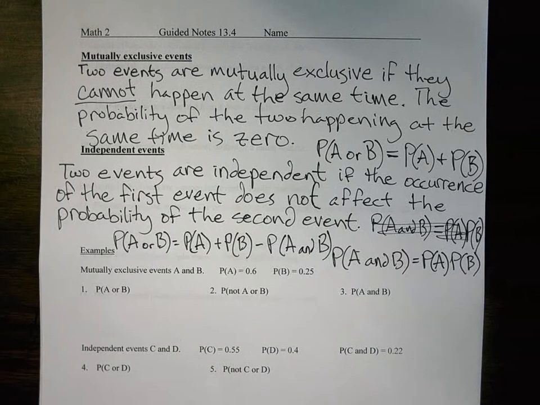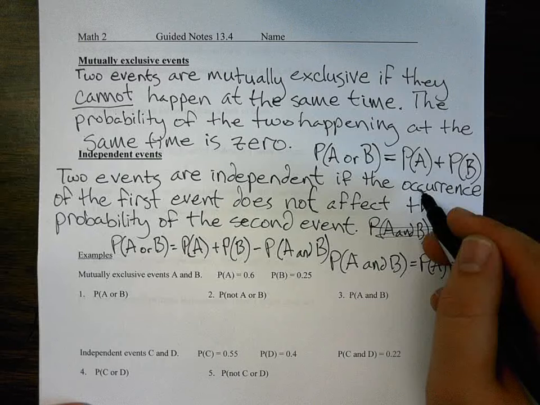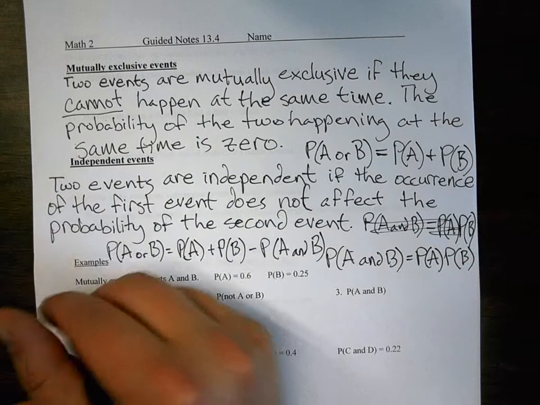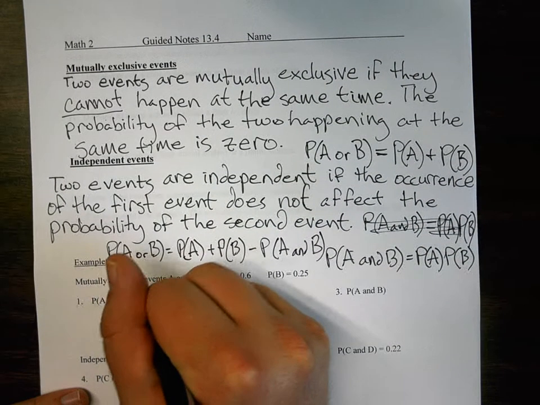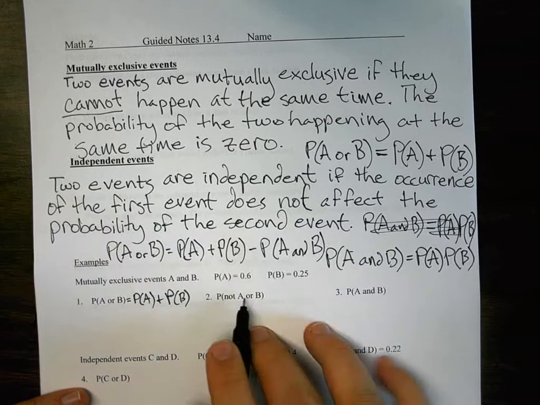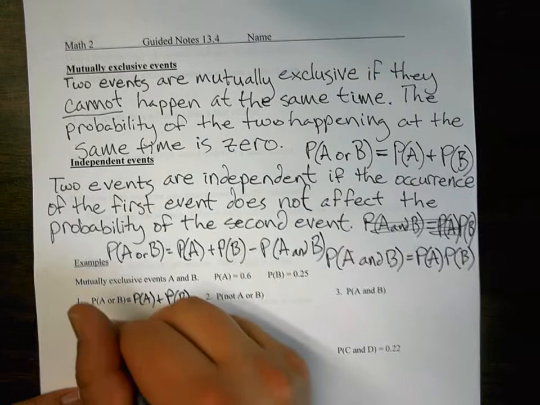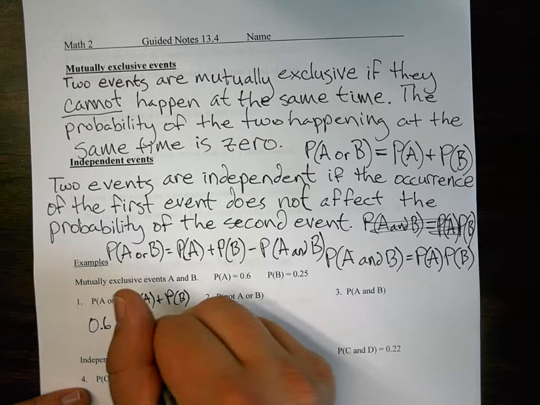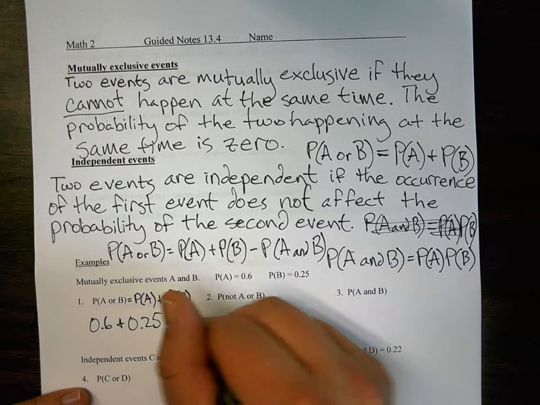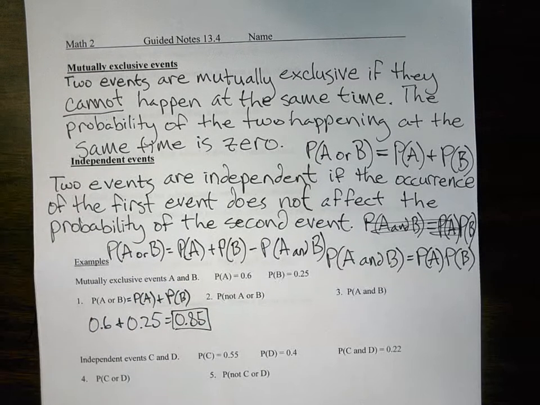So nice, we have a formula for that. Probability of A or B is just the probability of A plus the probability of B. And we're given values for that. Probability of A is 0.6. Probability of B, 0.25. Exactly, 0.85. Right, so it's just a matter of knowing the formula and plugging in with our given values.